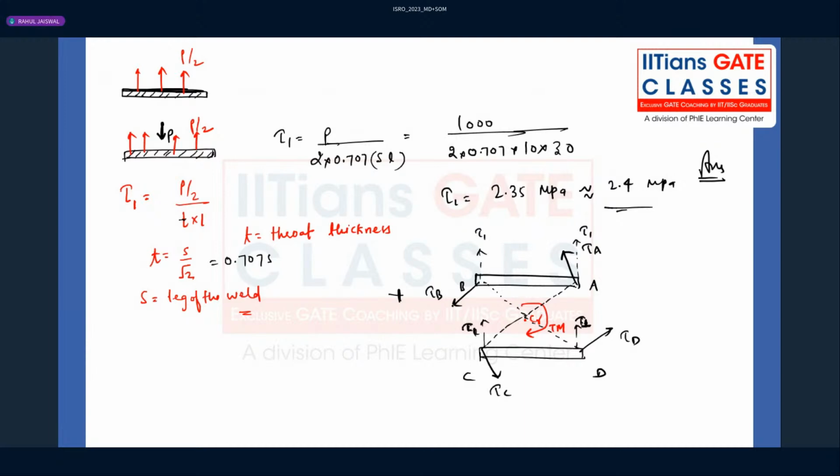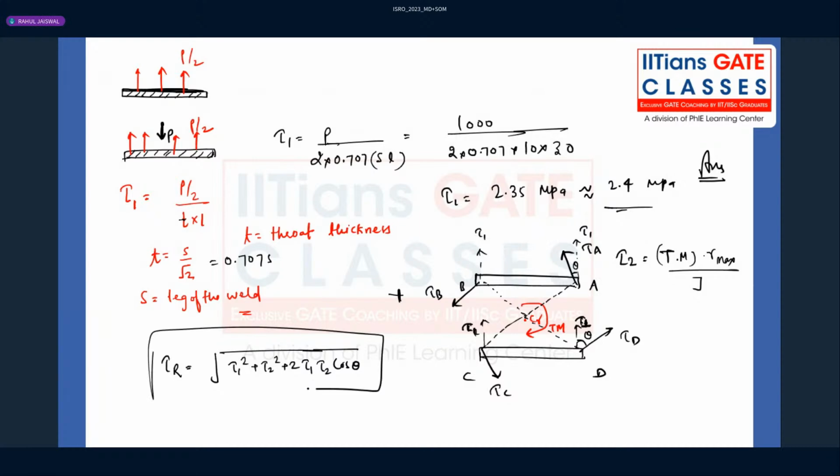And because of this twisting moment, there will be torsional shear stress developed. How to calculate torsional shear stress? Twisting moment into R maximum divided by J. And if you want to find the resultant, then it will be tau 1 square plus tau 2 square plus 2 tau 1 tau 2 cos theta, whatever the angle which is being included. Right?